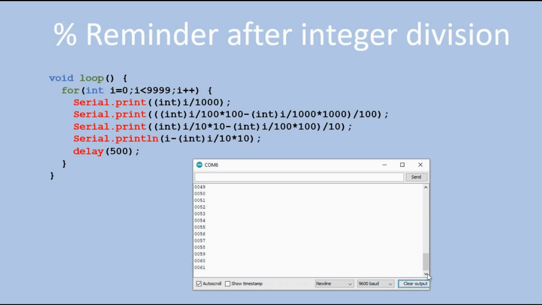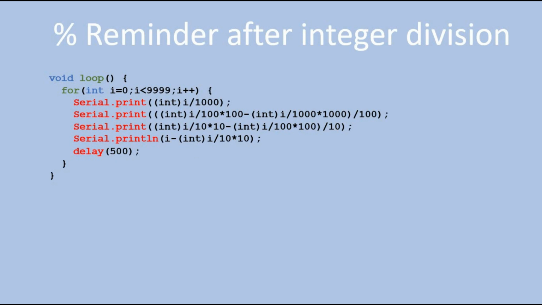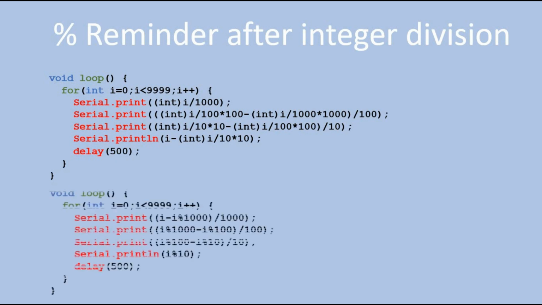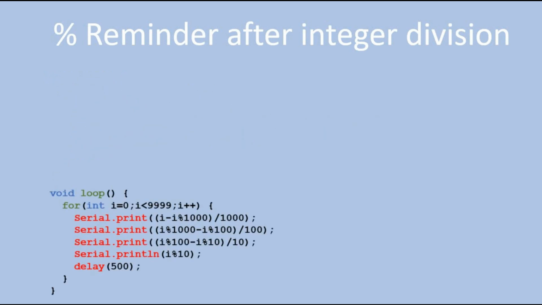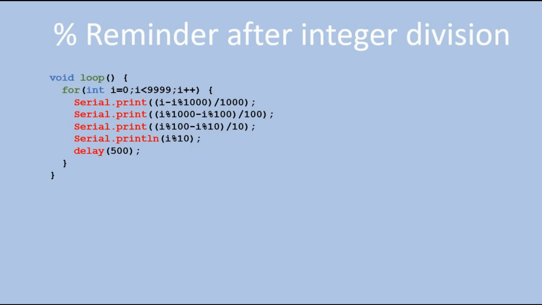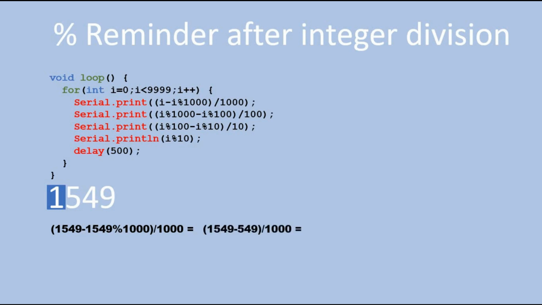Great. That is what we wanted. But then I realized I can use the remainder after division operator here, and I came up with this code. Let's look at it and dissect the same sample number. Starting with the digit representing thousands, the calculation for that digit would look like this.